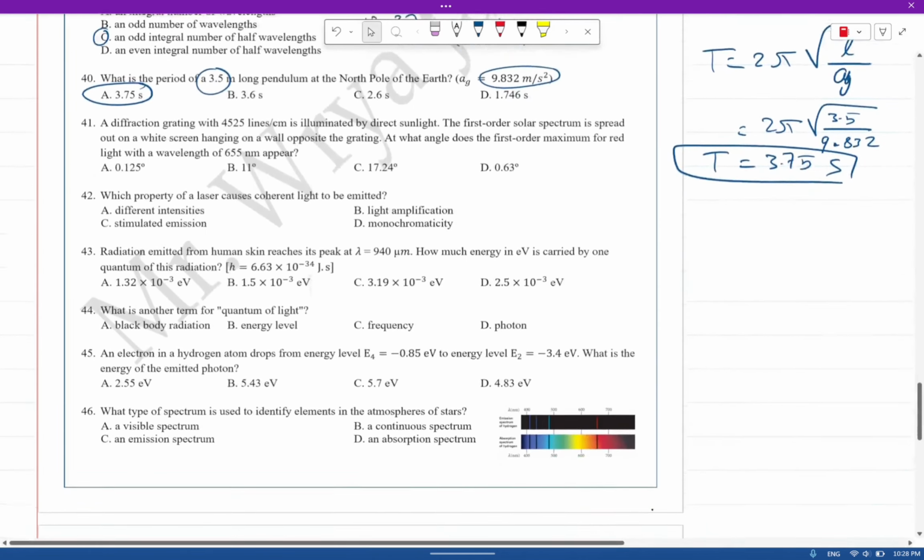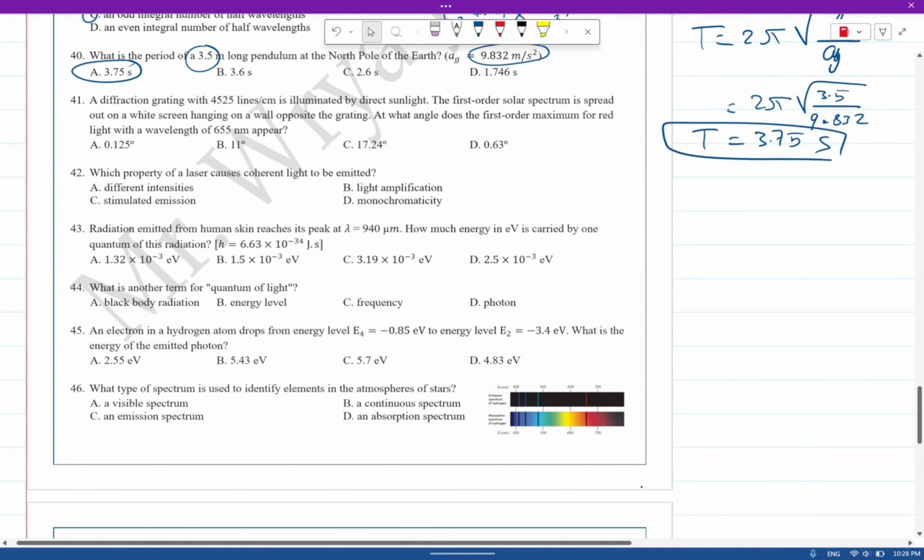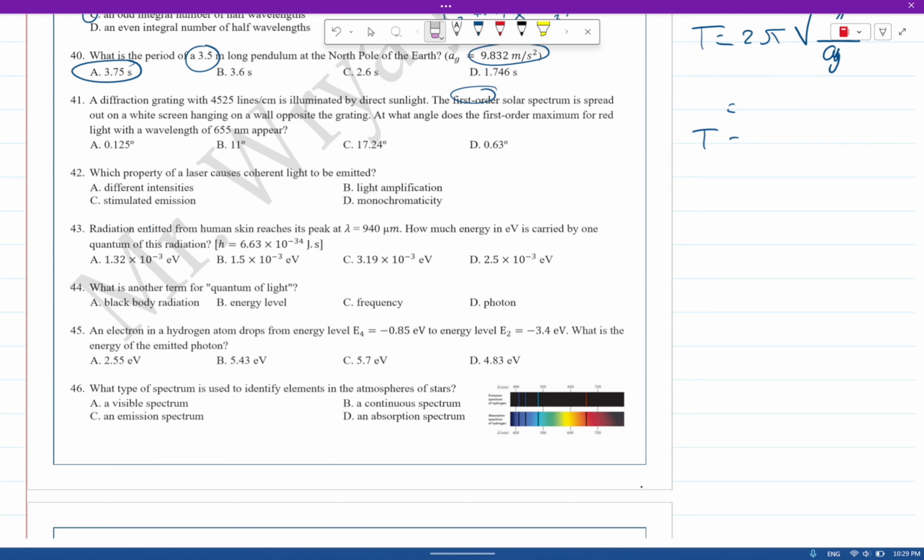Okay. Question 41 says, a diffraction grating with 4525 lines per centimeter is illuminated by direct sunlight. The first order solar spectrum is spread out on a white screen hanging on a wall that is opposite to the grating. At what angle does the first order maxima of red light with a wavelength of 655 nanometer appear? So what do we have? The first order here. And look, we have a diffraction grating. So first of all, you will have to find d, the distance between two slits, and after that, you could do the math in here.